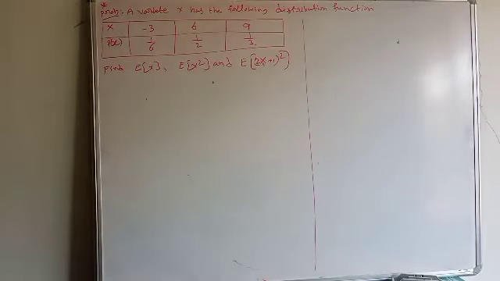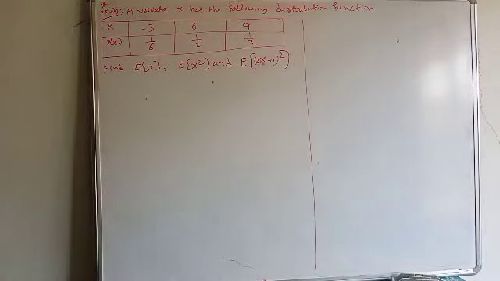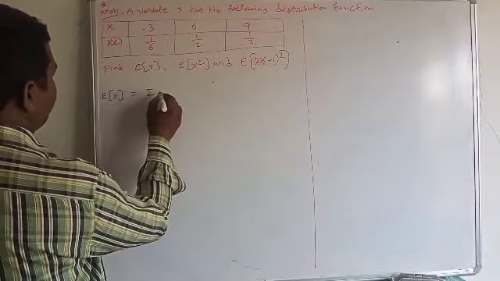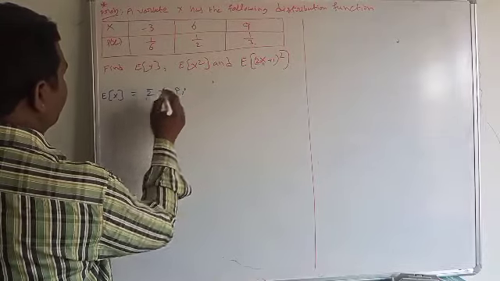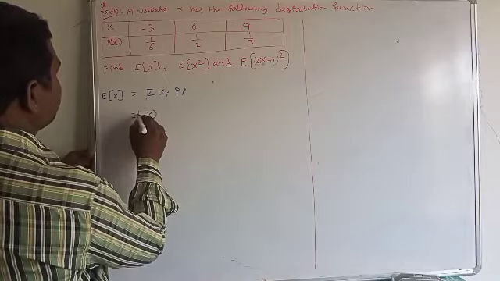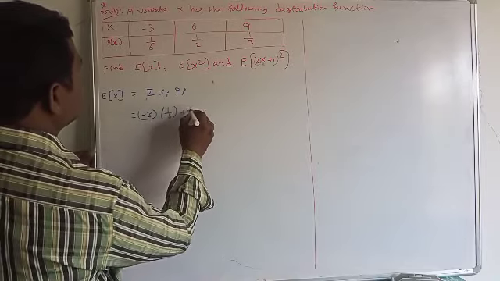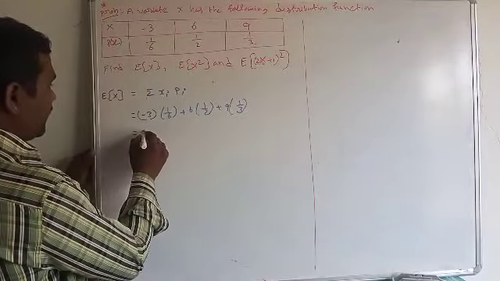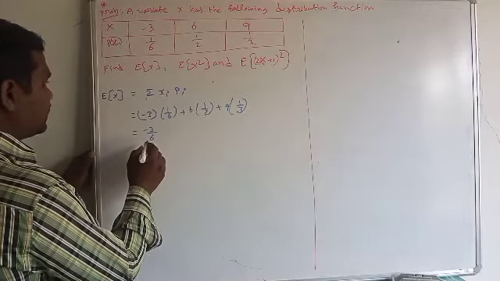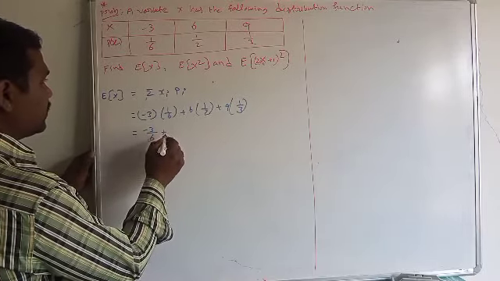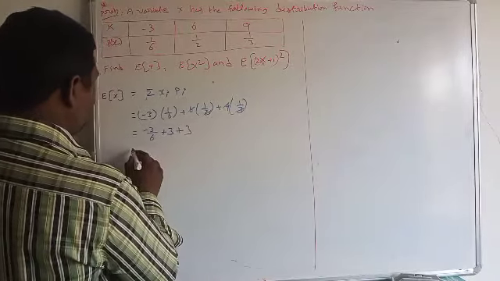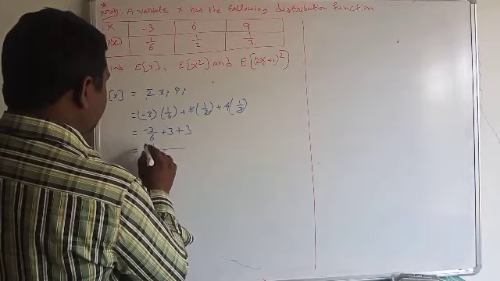Next problem: let X have the following distribution function. X values are minus 3, 6, 9 with probabilities 1 by 6, 1 by 2, 1 by 3. First we have to find the expectation of x. Expectation of x is the summation xi into pi. There will be minus 3 into 1 by 6 plus 6 into 1 by 2 plus 9 into 1 by 3. The minus 3 by 6 is minus 1 by 2.